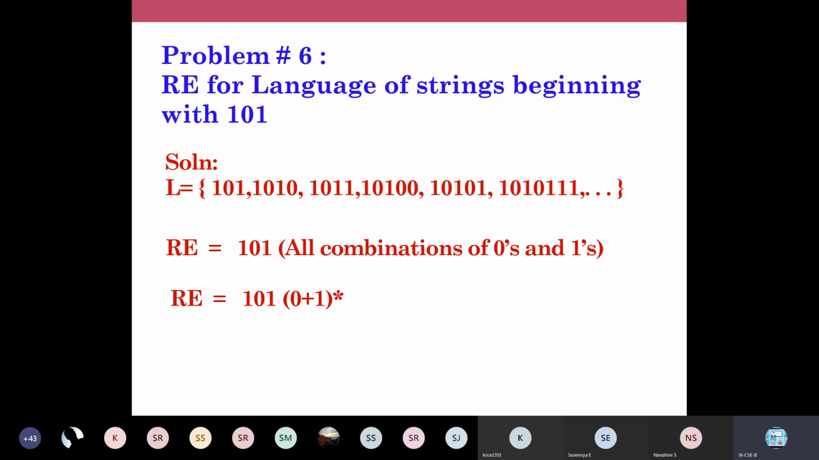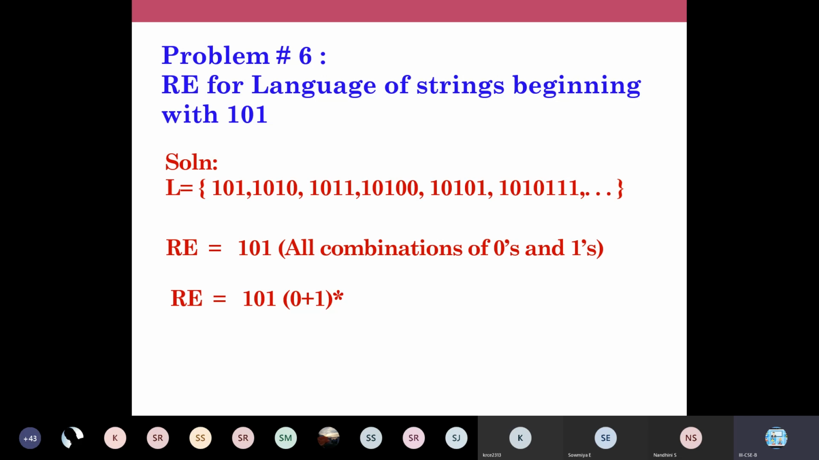Your language will be like this. You have some set of strings with 101 in all the strings. All the strings will begin with 101. Then what shall we do? Your regular expression is going to be like this. 1 followed by 0 followed by 1, and then you have to write the regular expression denoting all combination of zeros and ones. So that is nothing but 0 plus 1 the whole star. So your final answer is going to be 101 followed by 0 plus 1 the whole star.